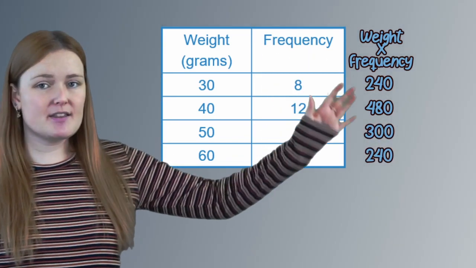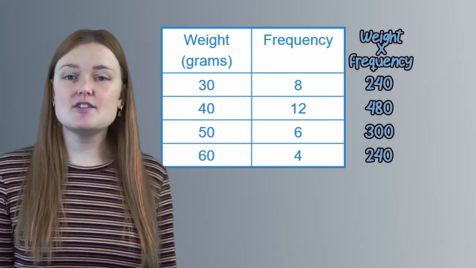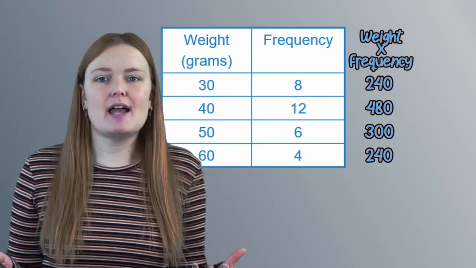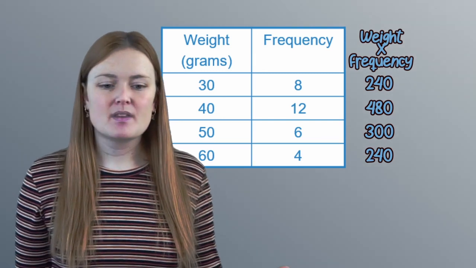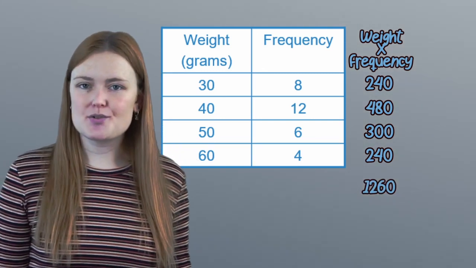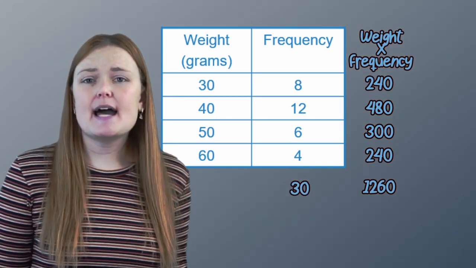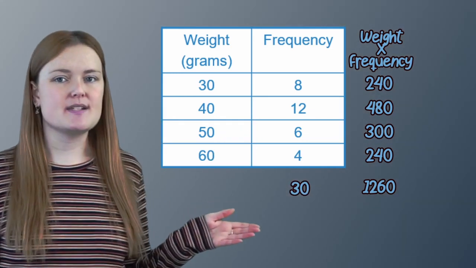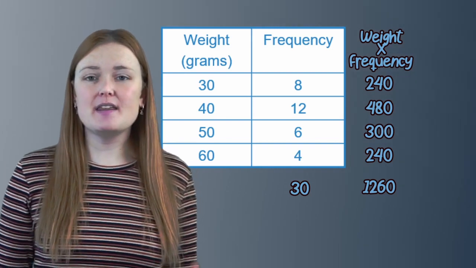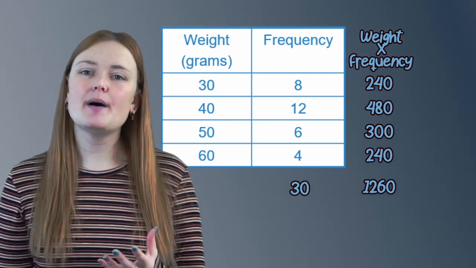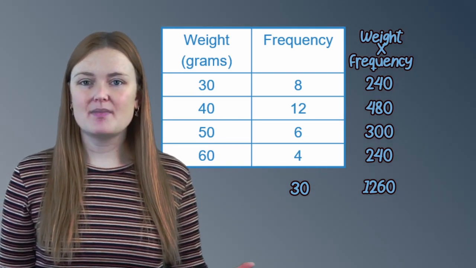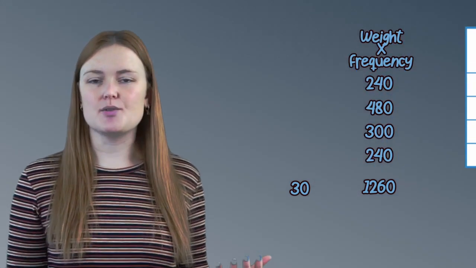If I now add that column up, that tells me in total how much every single apple in that shop weighs. So I get 1,260. We worked out at the beginning that there were 30 apples in the shop by total in the frequency column. So in order to find the mean, remember, we add them all up and we divide by how many there are. So adding them all up got me 1,260.